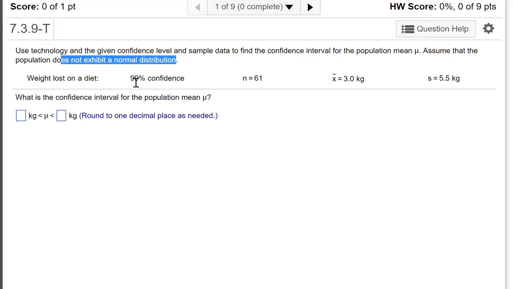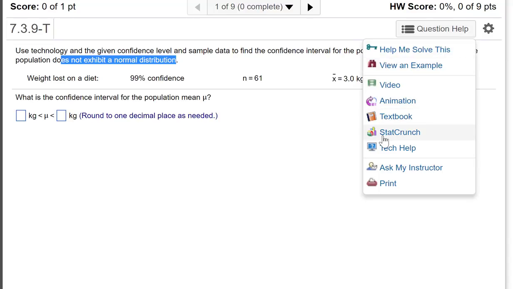So we have 99% confidence, n is 61, x bar, the mean, is 3 with a sample standard deviation of 5.5. And we're looking for the confidence interval. So I'm going to open up StatCrunch. We don't have raw data, so I can't click one button to open it in StatCrunch, but I can go to question help and StatCrunch.